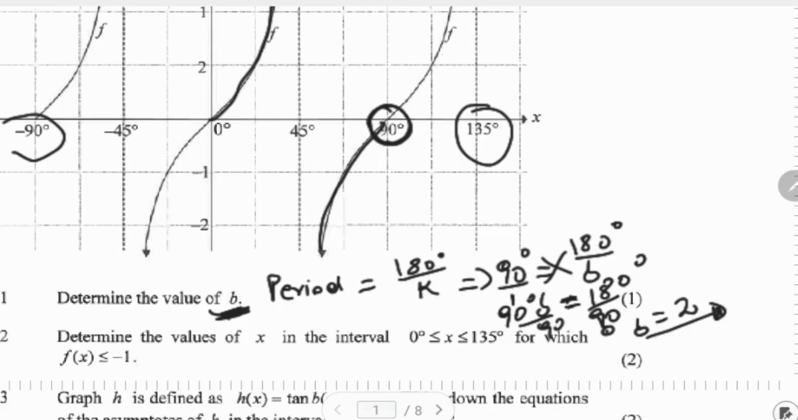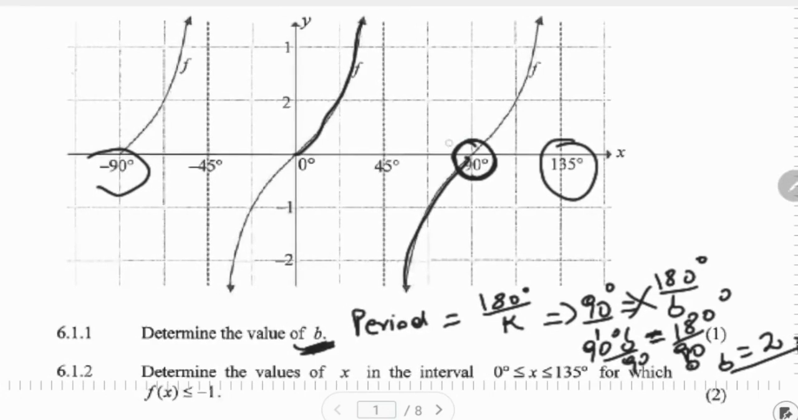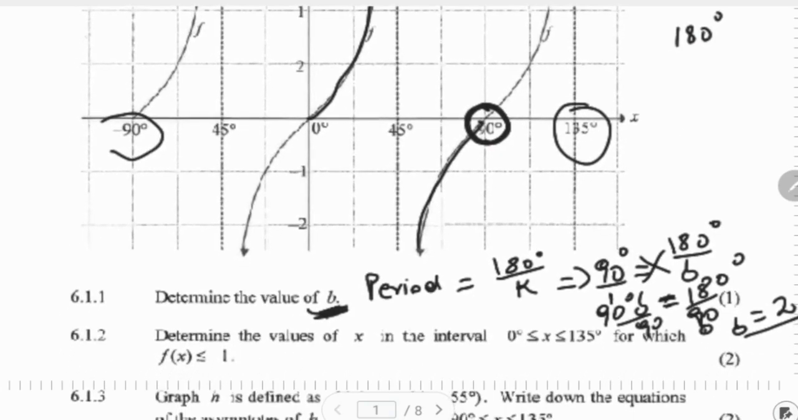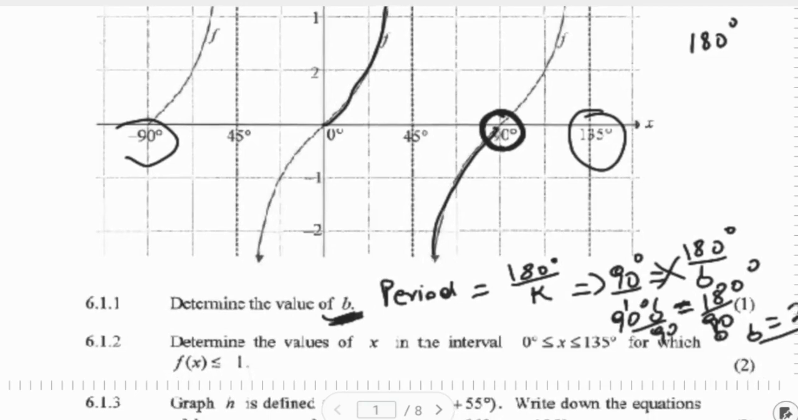You could have done that by way of observation if you didn't want to calculate. You would have checked that originally the period of a tangent is 180. But now our period is 90 instead of 180. What would I have to divide 180 by in order to get that 90? And that is definitely a 2. So you could have just done an observation instead of a calculation. But if you feel more comfortable with the calculation, then go ahead with it.